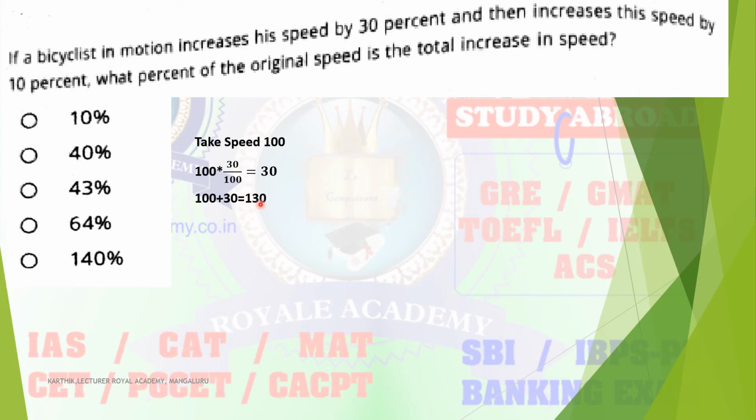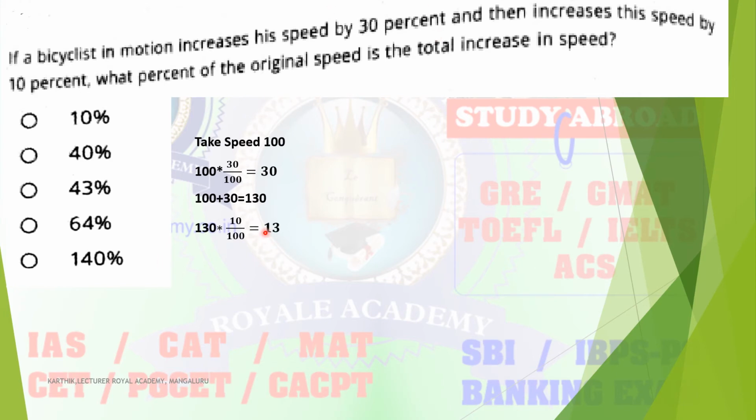After increasing the speed by 30%, the total speed is 130%. The initial speed is 100. For percentage problems, that is common: you just assume the initial speed is 100. Then 30% of the initial speed gives you 130. After increasing to 130, the speed again increases by 10%.